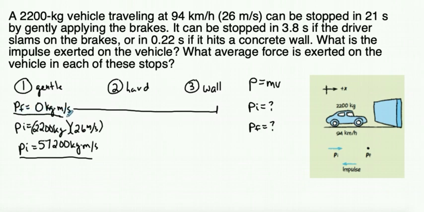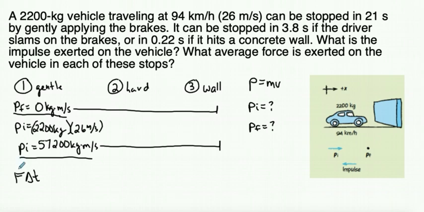So in each of these three scenarios, the initial and final momentum are going to be the same, because we're traveling at 26 meters per second and we're coming to a stop. What's going to change in each of these scenarios is the impulse. So impulse is going to be force over time. So the force of the impact over the time of the impact. You can see in our scenarios we have three different times available. So that will allow us to calculate the force.